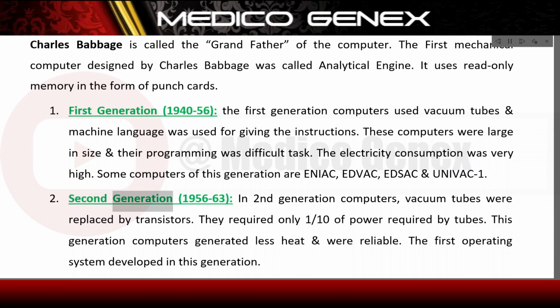Second generation, 1956 to 63. In second generation computers, vacuum tubes were replaced by transistors. They required only 1/10 of the power required by tubes. This generation of computers generated less heat and were reliable. The first operating system was developed in this generation.